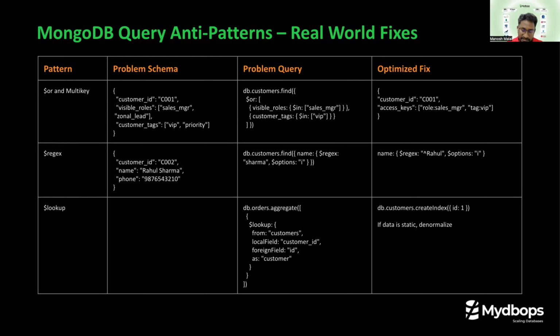It nearly goes through the whole collection. This is one part of the unbound array I'm talking about. Unbound array is not just about growing. Whenever you are developing a schema and you have an array like visible role and customer tag, you put a lot of information. That is one kind of unbound array problem.